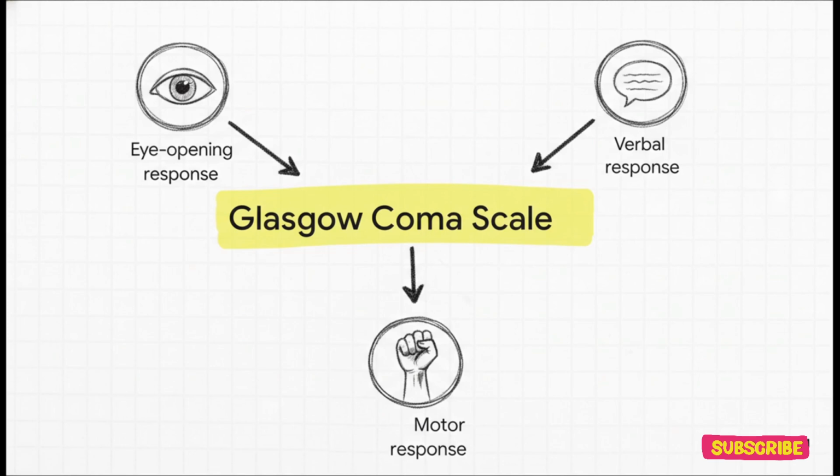What's so brilliant about the GCS is that it takes something that seems subjective, like consciousness, and turns it into a concrete number. It's a score based on 3 specific things: their eye response, their verbal response, and their motor response.